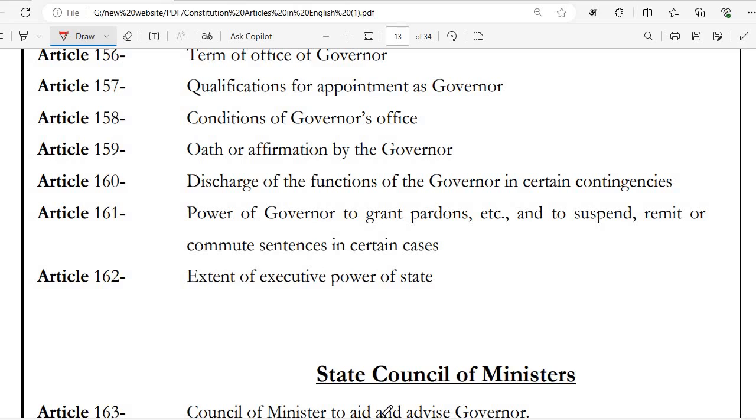Article 160, discharge of function of the governor in certain contingencies. 161, power of governors to grant pardon, etc. This power is compared with the president's power. Presidents have the same power under Article 72, but this is the difference. President can pardon and grant amnesty to those persons who have been given capital punishment or the death sentence, but governor cannot pardon the death sentence but can commute, can reduce the quantum.